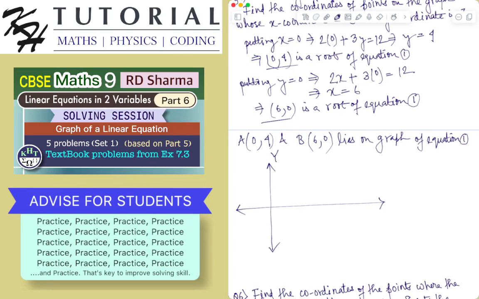This is the y-axis, this is the x-axis, this is origin O whose coordinates are (0, 0). So where will the point A lie on the graph? That is (0, 4). Abscissa is 0, which means the point will lie on the y-axis, and the ordinate is 4, which is positive, so it will be somewhere here.